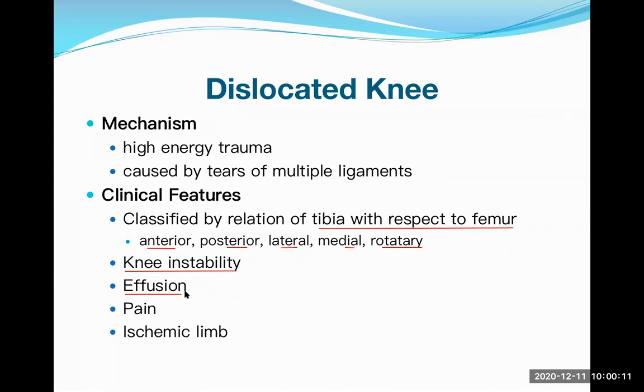Another feature is effusion, usually blood. Pain is very severe, and if blood vessels are damaged, there is ischemia of the limb. So which blood vessel has the highest chance of damage in case of dislocation of the knee? Popliteal artery. Excellent. This is the popliteal artery, because the femoral artery has already become the popliteal artery now. It's the same artery which continues, but we call it the popliteal artery in that area, the popliteal fossa. So that artery can be damaged by dislocation of the knee. Let's move on.